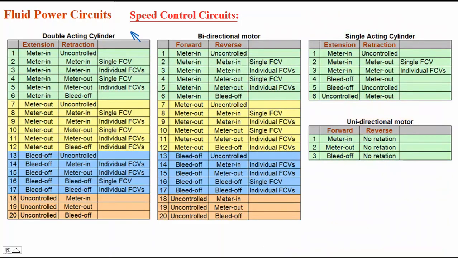Now, if I count, for double acting cylinder 20 circuits are possible, for bidirectional motor 20 circuits are possible, for single acting cylinder 6 circuits are possible, for unidirectional motor 3 circuits are possible. In total it is 49 circuits.